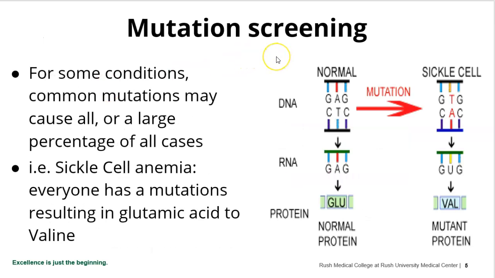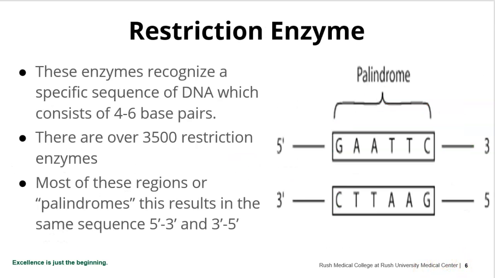So let's go with the easiest thing, which is sickle cell anemia, because everybody has the same change in the base pair in sickle cell anemia, so it doesn't cause me headaches. It goes from a GAG to a GTG. That results in valine instead of glutamic acid. Every single person with sickle cell anemia has the same change.